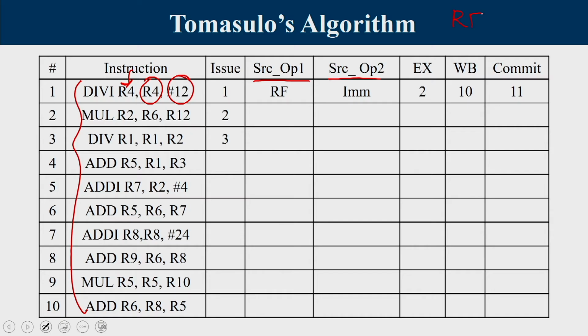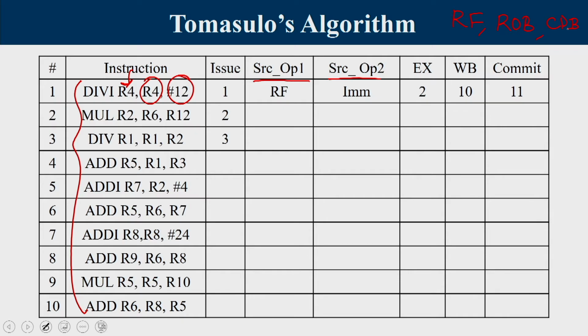You can either get it from the register file directly, or it is available in the reorder buffer. That means a previous instruction has produced the result, but has not yet completed. Or you can get it from CDB. That means the previous instruction is under progress, so as and when the result is produced, I can get it.